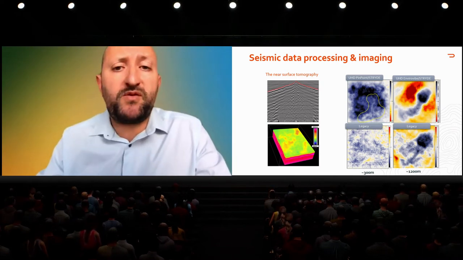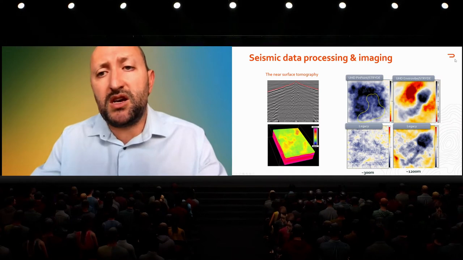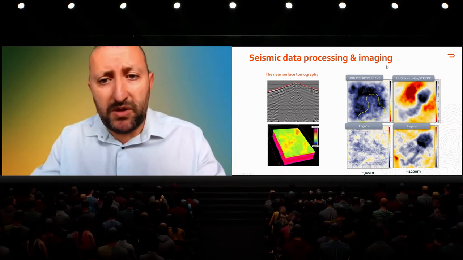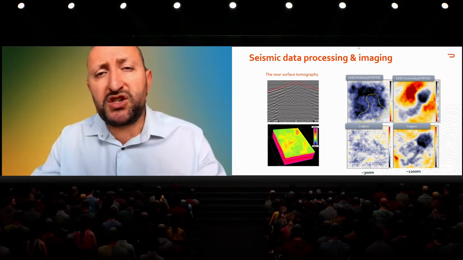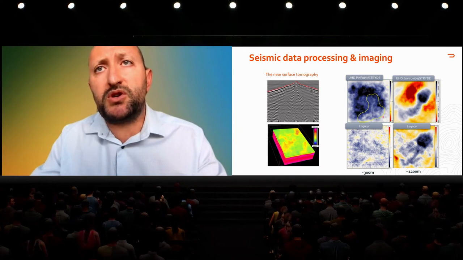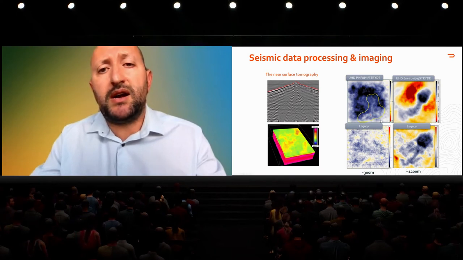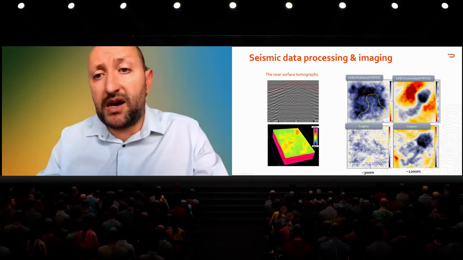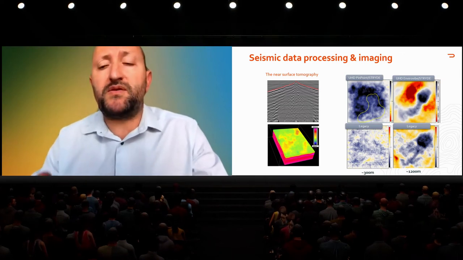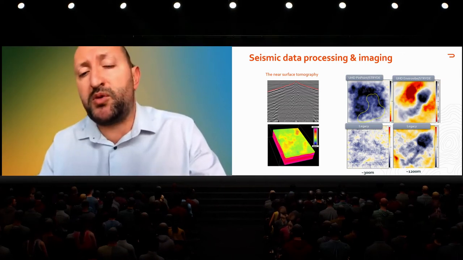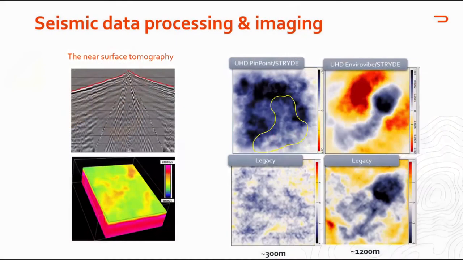What stood out from this phase was the high resolution of the shallow target image, which corresponds to the injection layer at about 300 meters, which you can see at this channel sand here. And that was thanks to the high spatial sampling of the source to 7.5 by 7.5 meters, combined with the STRYDE nodes, which were also at 7.5 by 7.5 meters.